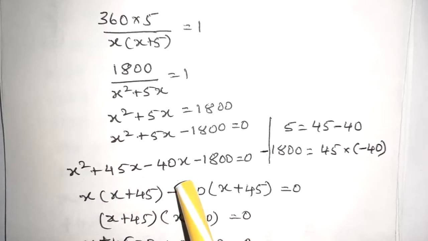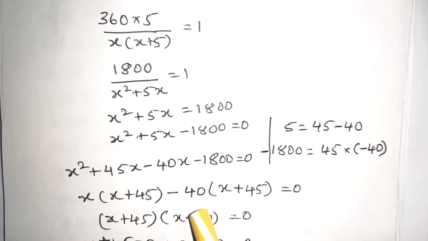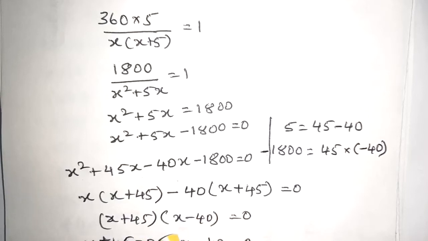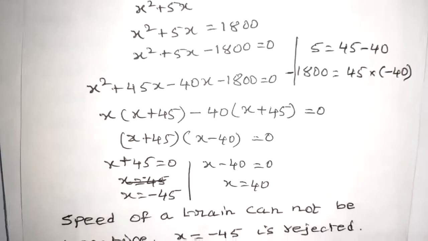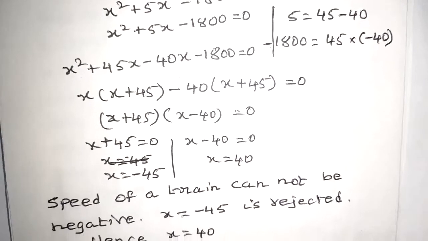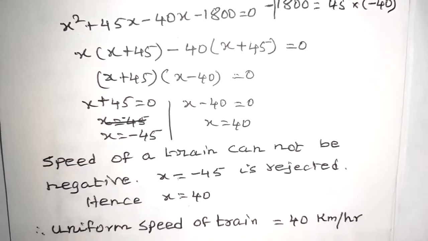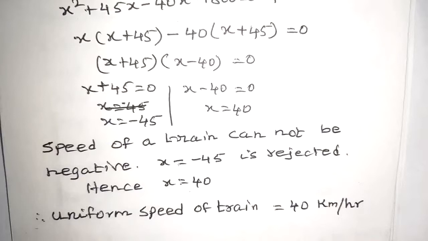Considering minus 40x minus 1800 and taking minus 40 as common factor, we get minus 40 multiplied by x plus 45. So we get x plus 45 multiplied by x minus 40 equal to 0. Now, from this we get x equal to minus 45 and x equal to 40.